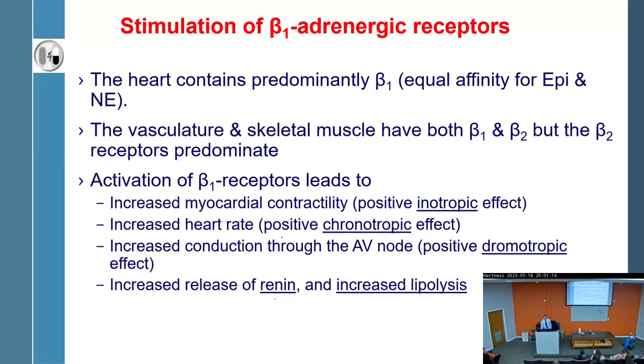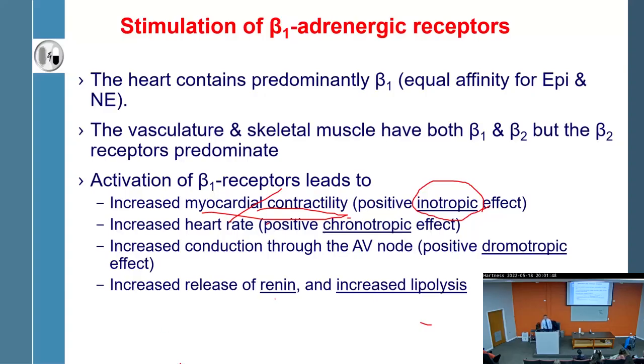Okay? And then what will happen? Well, we have mostly beta 1 in the heart. There's some beta 2s too. But beta 1s, and what happened? Well, when the beta receptors get activated, contractility will increase. Myocardial contractility. Heart contractility. It's called the positive inotropic effect. Inotropy means contraction of the cardiac muscle.